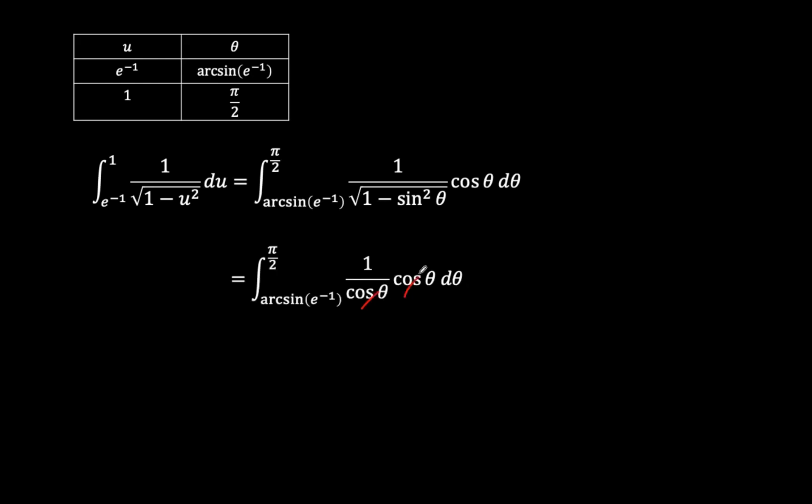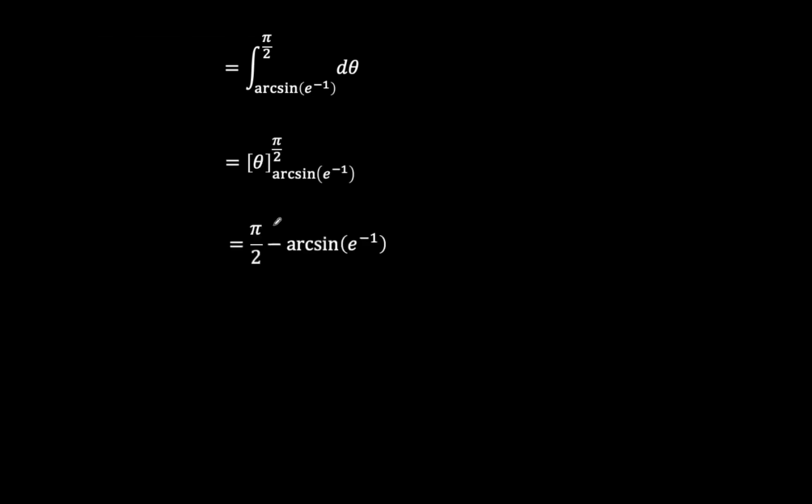So this cosine theta is cancelled, and we are left with the integral from theta equals arc cosine e to the power -1 to theta equals pi over 2 of 1. And that results in, obviously, theta with the limits shown here. And so we have pi over 2 substituting, minus the lower limit arc cosine e to the power -1. And this is the answer.